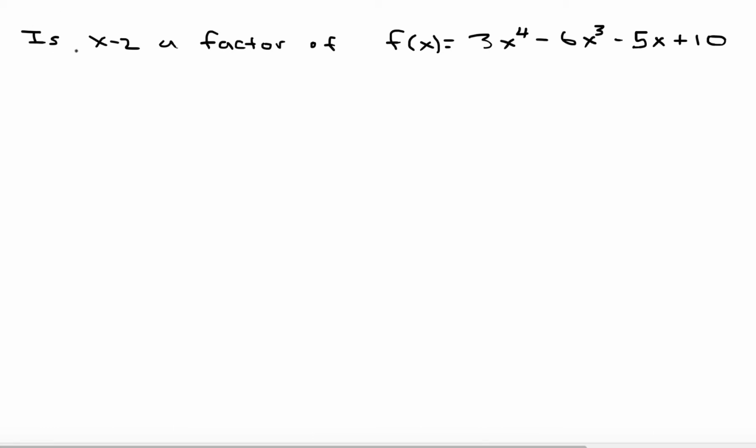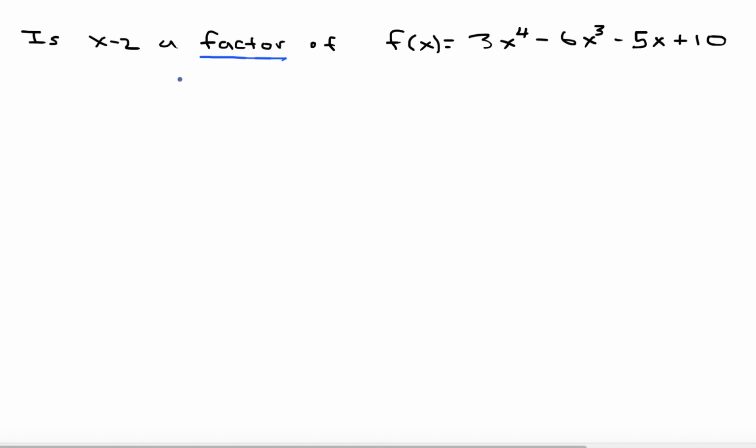All right, so the question here is: is x minus 2 a factor of 3x to the fourth minus 6x cubed minus 5x plus 10? Remember, a factor means that it goes in evenly into the dividend, or whatever we're dividing into. In order to answer this question, we need to divide the polynomial by the factor and see what the remainder is.